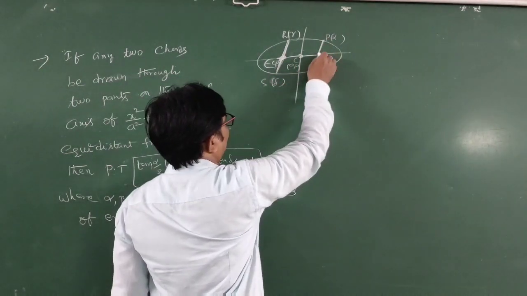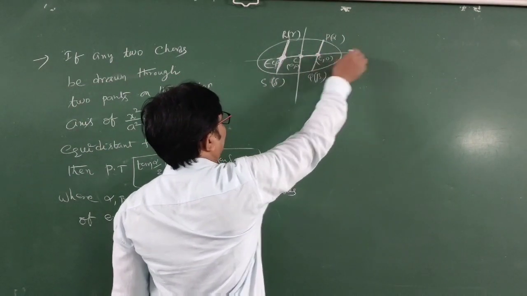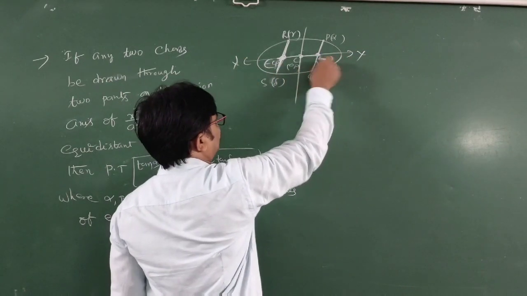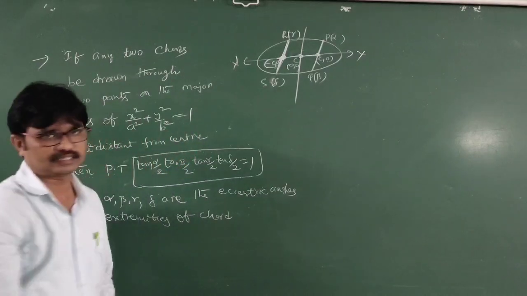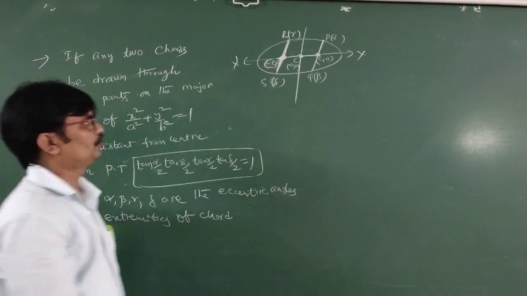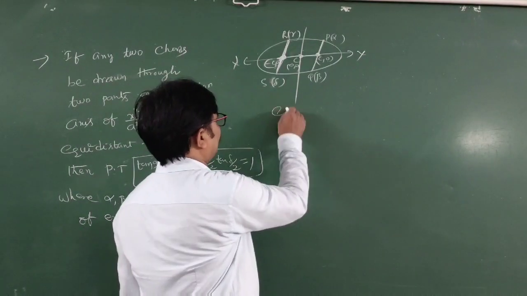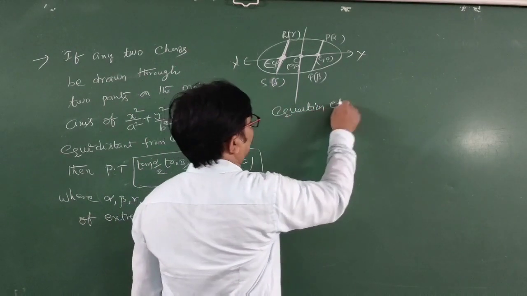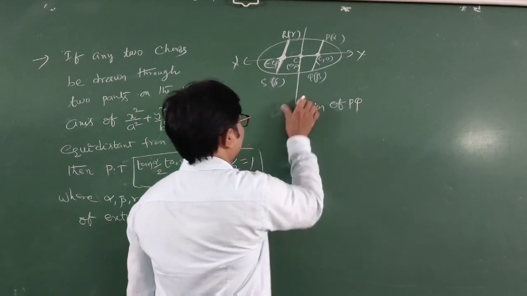These chords are passing through the points that lie on the major axis. So this point lies on the major axis, and this also lies on the major axis. My dear students, we have to know the equation of PQ. What is the equation of PQ?